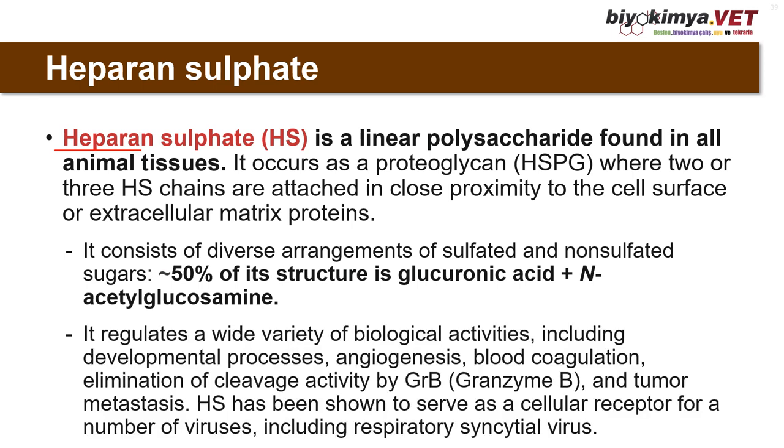It regulates a wide variety of biological activities, including developmental processes, angiogenesis, blood coagulation, attenuation of cleavage activity by granzyme B, and tumor metastasis. And granzyme B is one of the serine protease granzymes most commonly found in the granules of natural killer cells and cytotoxic T cells. Heparan sulfate has been shown to serve as a cellular receptor for a number of viruses, including respiratory syncytial virus.